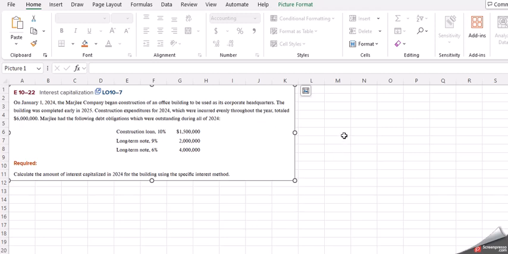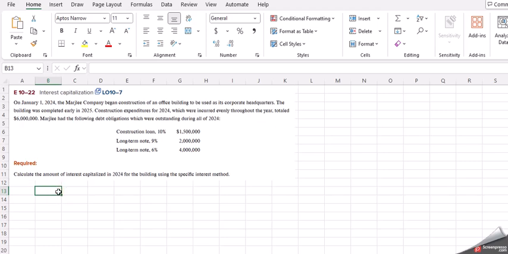The Marjorie Company began construction on an office building to be used as corporate headquarters. The building was completed early in 2025. Construction expenses for 2024, because again, it's crossing over years, which were incurred evenly throughout the year, totaled $6 million. Marjorie had the following debt obligations, which were outstanding during all of 2024. So calculate the amount of interest capitalized in 2024 for the building using the specific interest method.